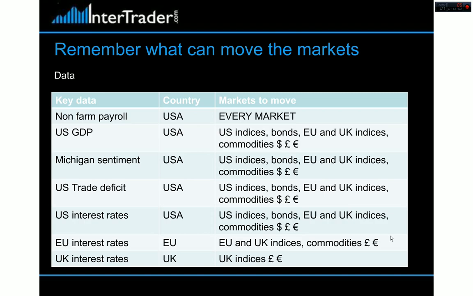Then we've got Michigan sentiment, the trade, interest rates, trade deficits. And these kind of things, again, are going to affect every market. Big enough data over the US will affect every market, from currencies, to commodities, to the indices.